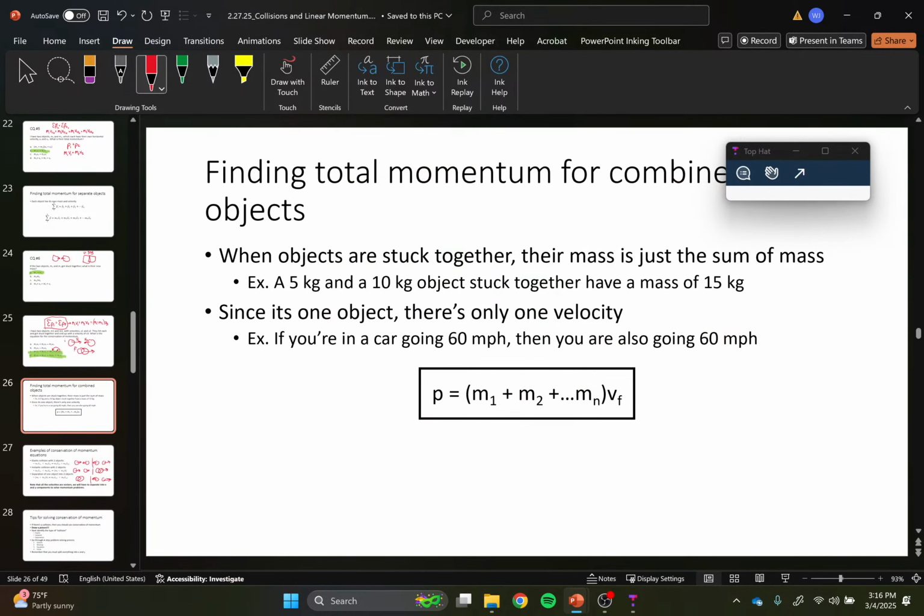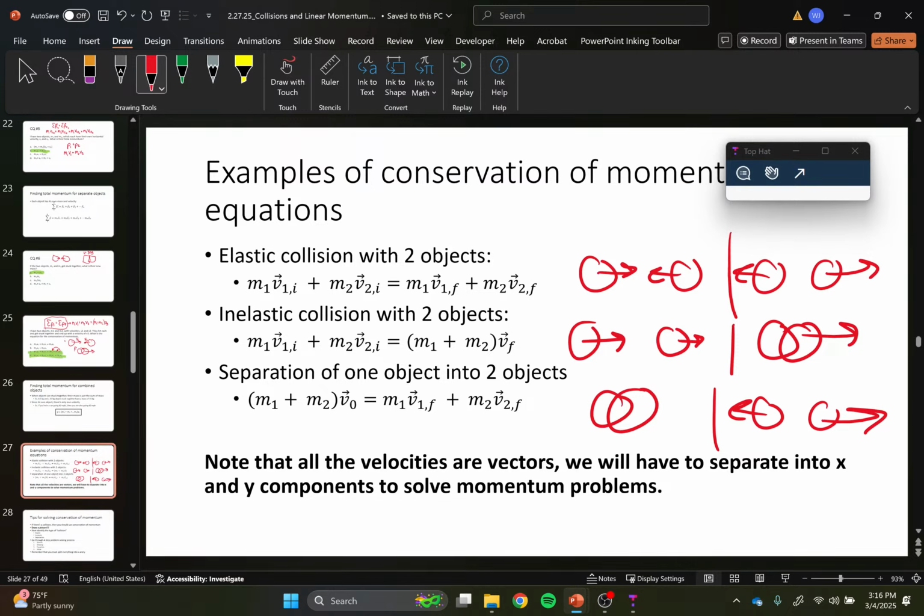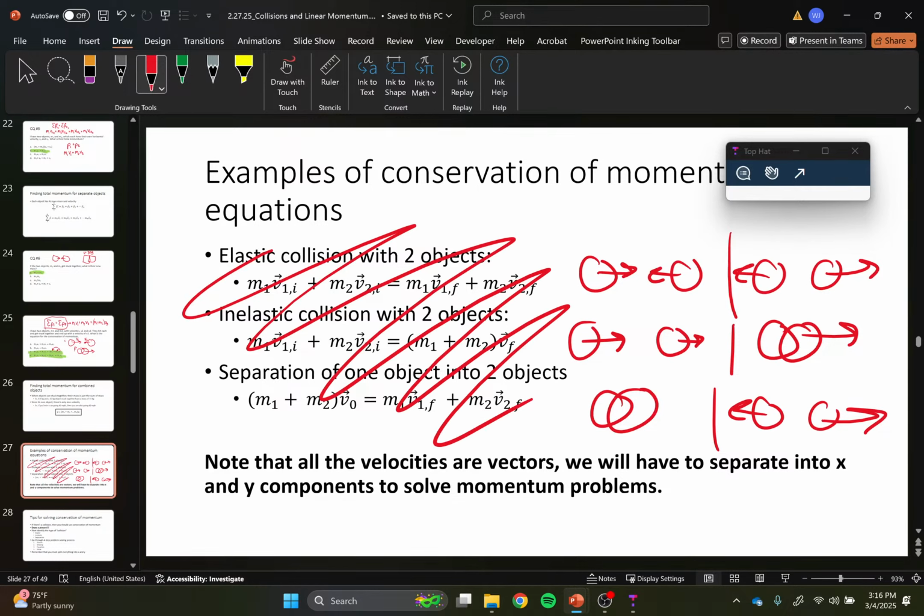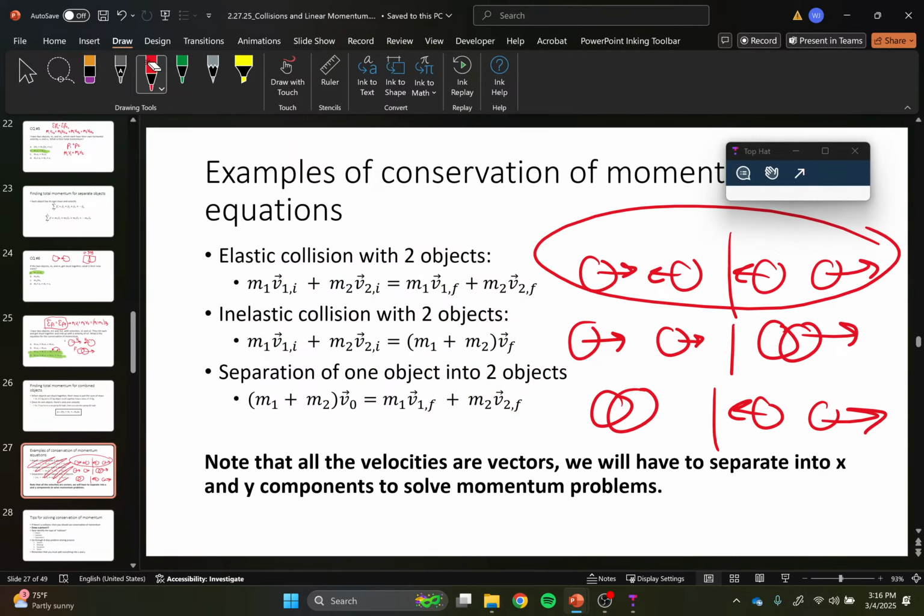I then showed you all this slide, and I said, do not use this slide to figure out how to solve problems. The purpose of this slide is not to give you formulas that you're going to reference. The purpose of the slide is to give you examples to show you what it looks like. So, just to remind you all, the first example was this picture on the right here. Two objects are heading towards each other. They bounce off each other. Conservation of momentum: momentum of object 1 in the beginning plus momentum of object 2 in the beginning equals momentum of object 1 at the end plus momentum of object 2 at the end.